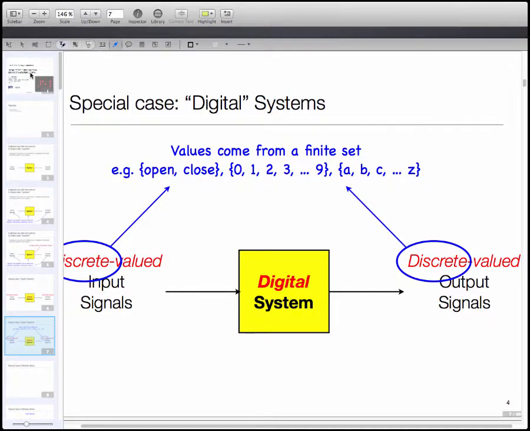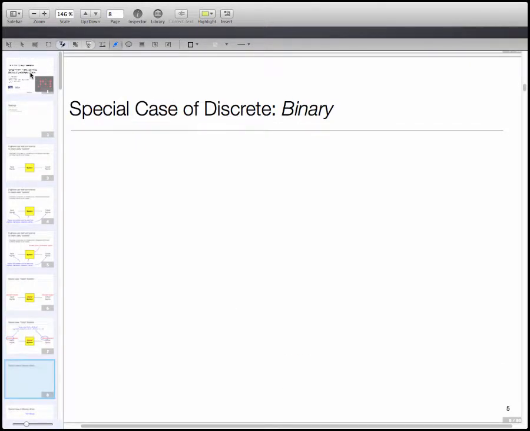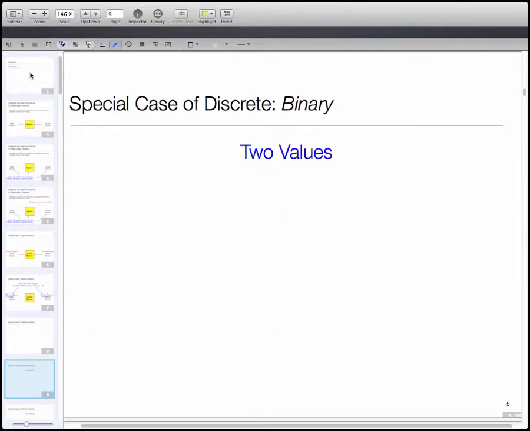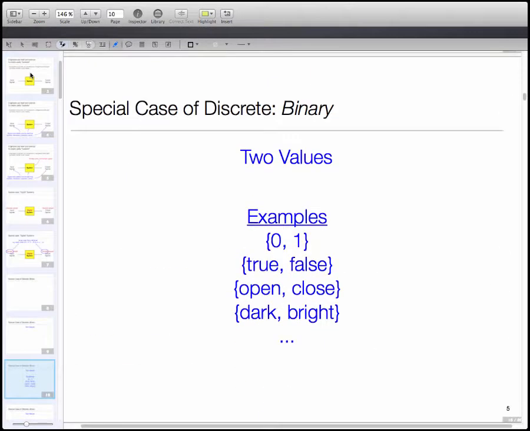These are all digital. A special case is when we are limited to 2 values, and that's called binary. So literally, binary is 2 values, but it doesn't need to be just 0, 1. It could be 2, 3. It could be true, false, open, close, dark, bright, whatever. Short, tall, heavy, light. All sort of possibilities around there. But the key thing is it's 2 values.